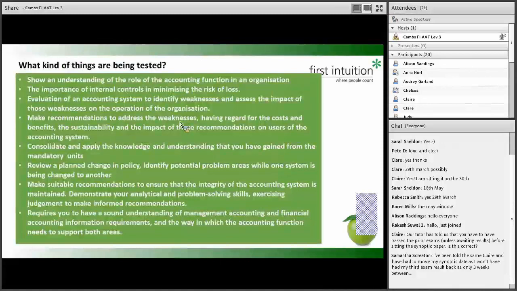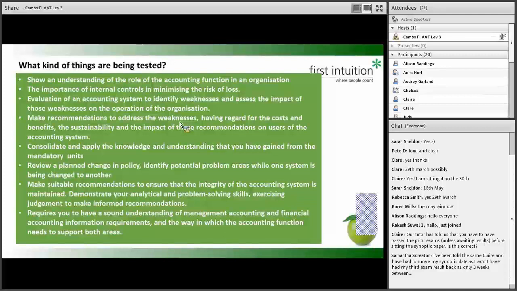So this next slide I've got here is a list of the kinds of things that you might be tested on. This is by no means a definitive list. There are many other things that you could be tested on, but these are just some ideas. So we'll briefly talk through them. I won't spend too much time on each of them, but show an understanding of the role of the accounting function in the organisation, how it interacts with other departments, the information they receive, supply, and the impact of decisions that they make. The importance of internal controls in minimising the risk of loss.